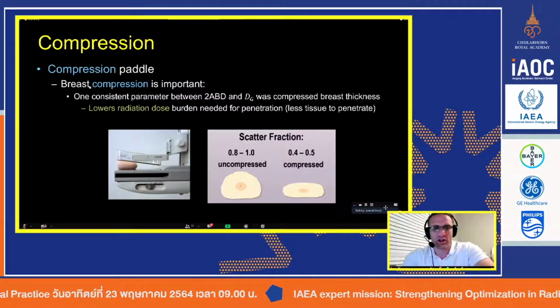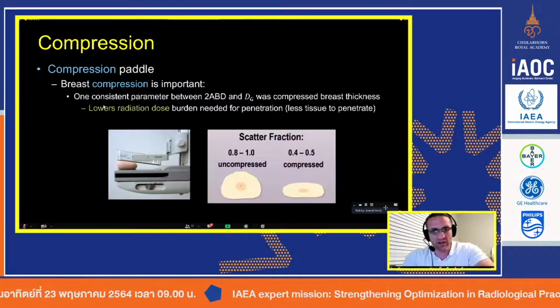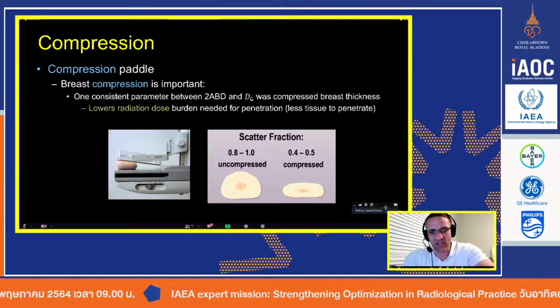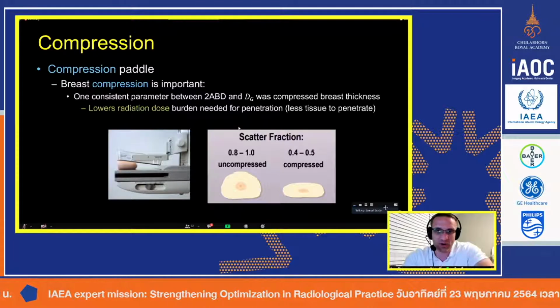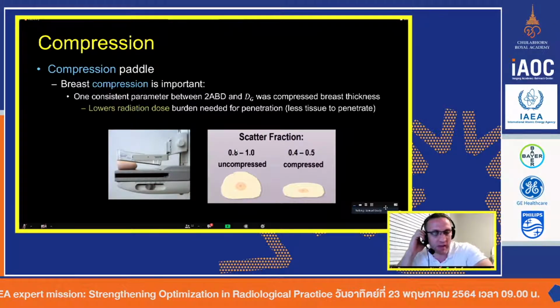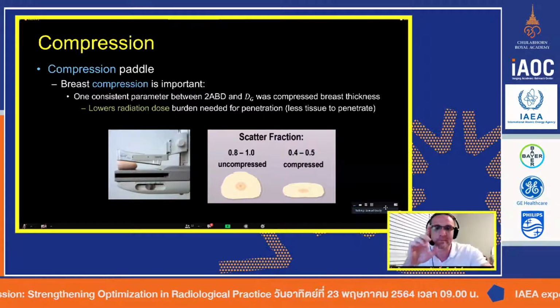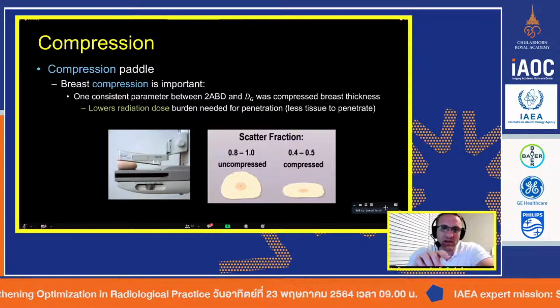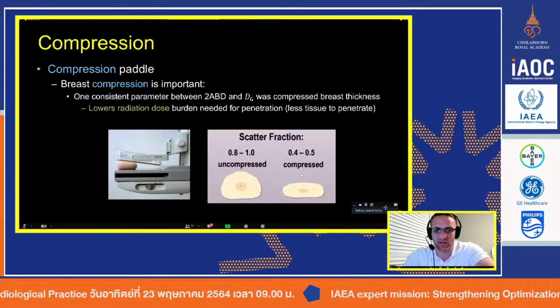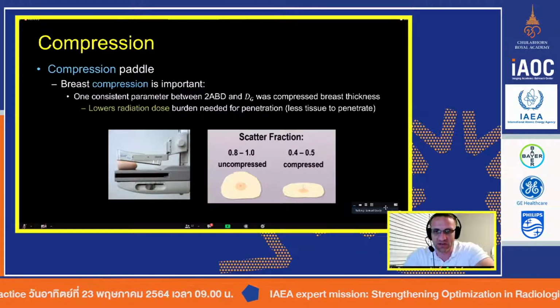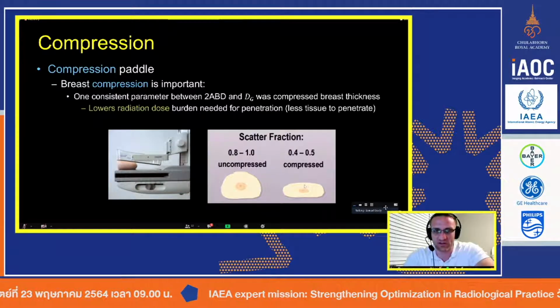We, of course, talked about the compression paddle, how it's great for reducing the amount of scatter in the image. You compress a breast, you're reducing the scatter by more than 50% typically, and that improves image quality. But it also reduces the amount of dose, because if you have thinner breasts, we need fewer photons to penetrate the breast itself.